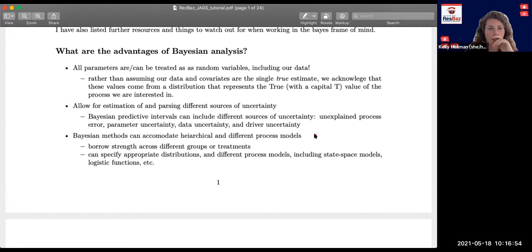And then the third advantage that I think is important is that Bayesian methods can really accommodate hierarchical and different process models. So it can do things like borrow strength across different groups or treatments. This can be helpful if you have a lot of data in one group, whereas very little data in the other group, but you know that they are somewhat linked or hierarchically structured. You can borrow strength in that way. You can also specify more complicated or appropriate distributions, different process models, things like state space modeling, logistic functions, etc.